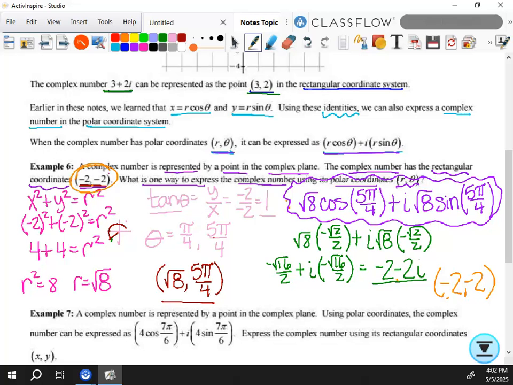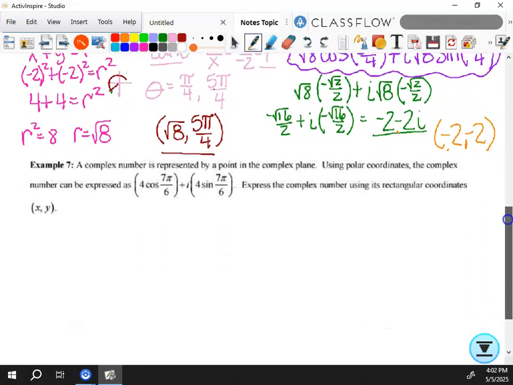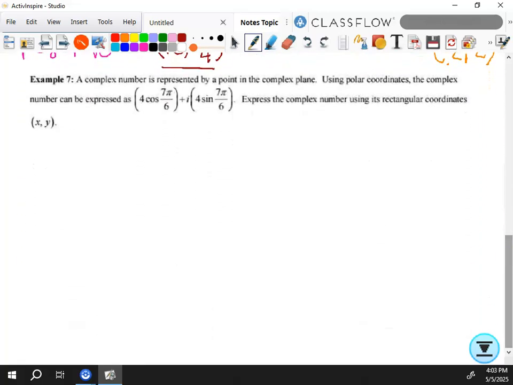All right, so let's say that we're going the other way. A complex number is represented by a point in a complex plane. Using the polar coordinates, the complex number can be expressed as this. So basically, it's given us our answer from up there. Express the complex number using its rectangular coordinates. All right, so we're just going to work this out.